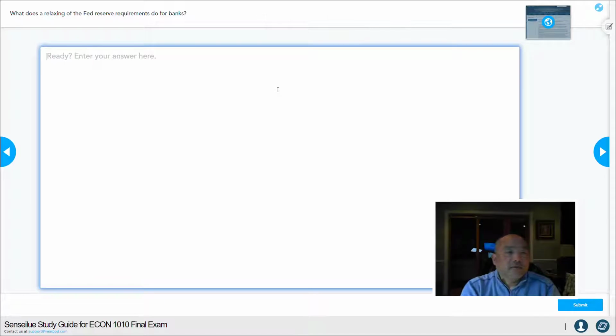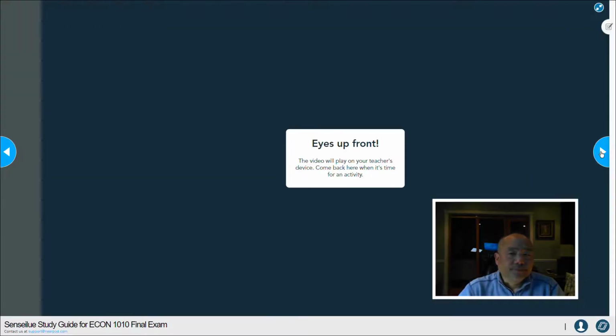What does relaxing the Fed Reserve requirements do for banks? It increases the amount of money available to loan to consumers. Okay. We lower the requirement, say for example, from 10% to 5%, means more money is now available to loan.